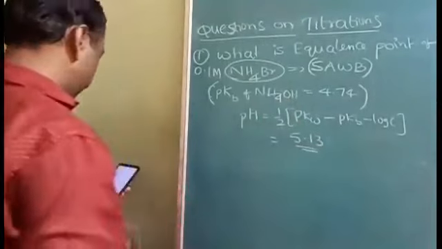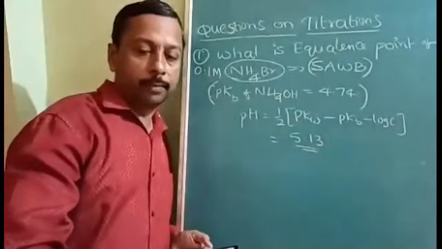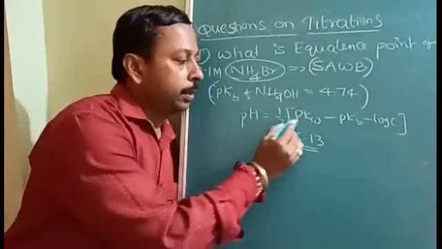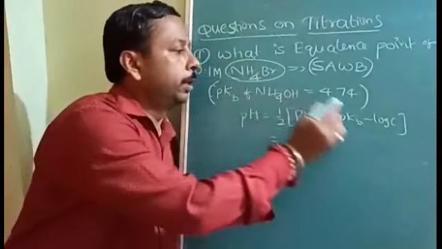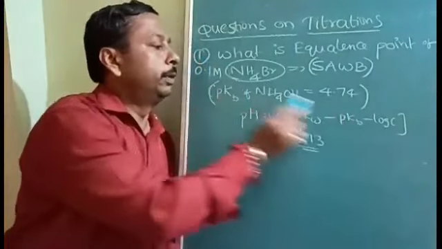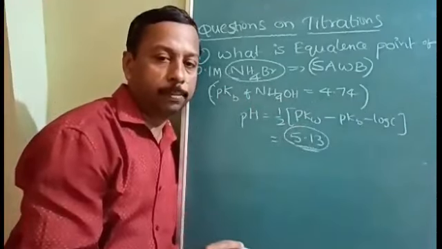How much will you get? 5.13 is the answer. Here pKw is 14 and pKb is already given as 4.74, and log of 0.1. So on simplifying you will get 5.13, that is the equivalence point.